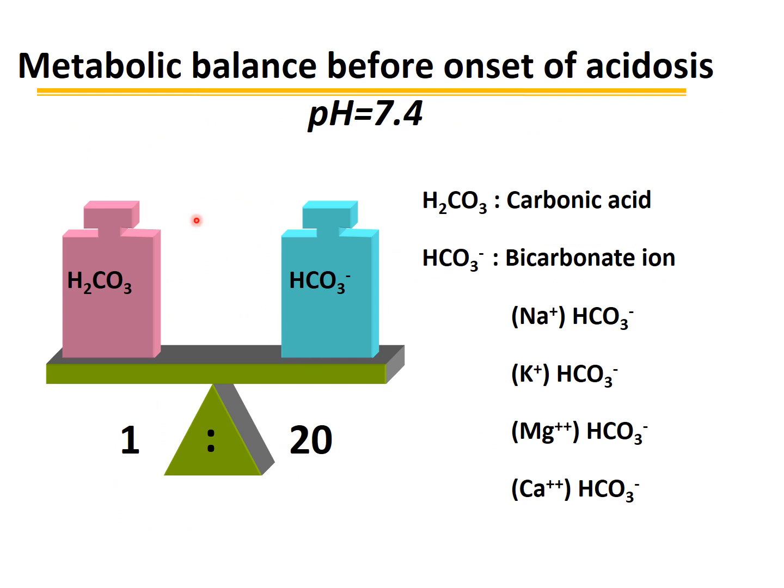Now, let's see the metabolic balance before the onset of acidosis. This is the normal situation. Now we are going to talk about the metabolic disorders. Normally, as we said, the acidic component of the bicarbonate system, such as the carbonic acid, is about 1 unit, while the bicarbonate is about 20 times more. And this bicarbonate is associated with some other ions, such as sodium, potassium, magnesium, and calcium. So that's a normal situation at a pH of 7.4.